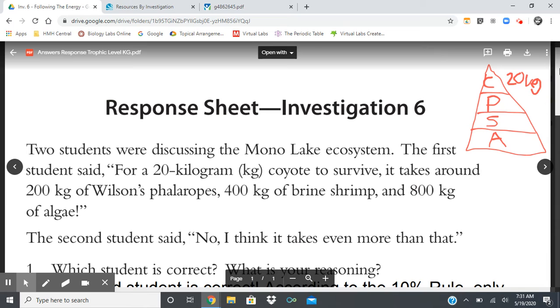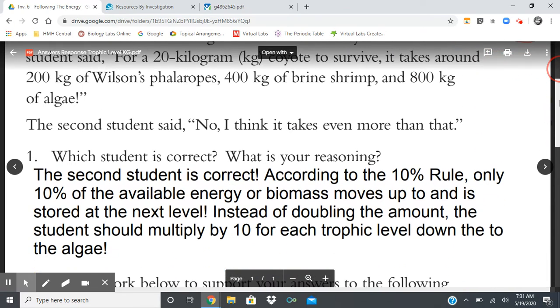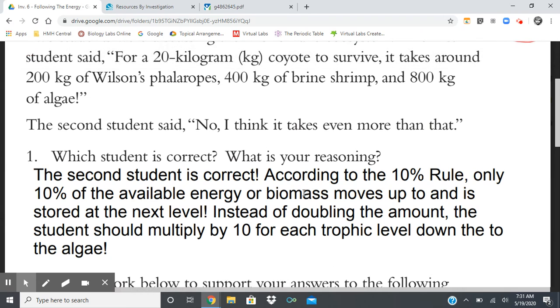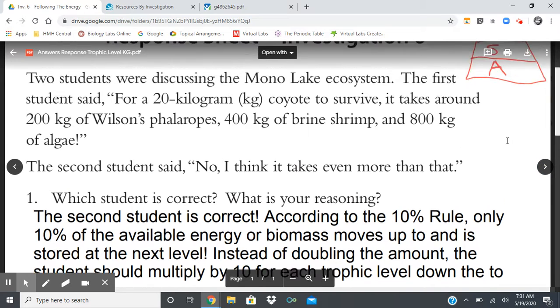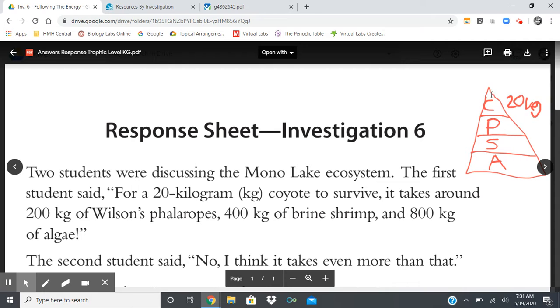Now remember, the key answer here is that we've got to take into account this 10% rule. So actually what we're going to see is the second student is correct. Because remember, according to this 10% rule, only 10% of the available energy or biomass moves up to and gets stored at the next level. Most of that food, that biomass and energy, gets lost because they use it, like we said. So what's weird about this is that we only know this top number. So we've actually got to go down. We know there's got to be a lot more of the phalaropes, even more of the shrimp, and even more of the algae. But we want to figure out, 20 kilograms is 10% of what number?